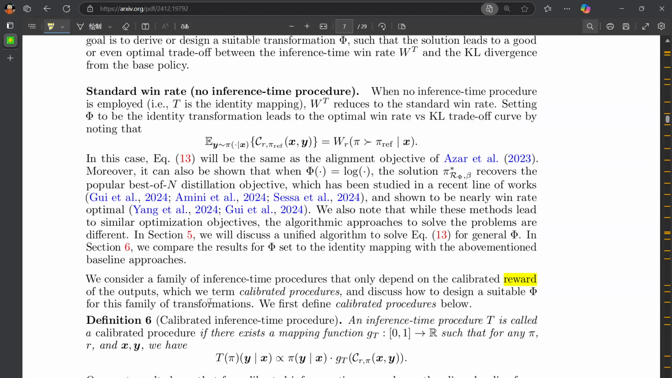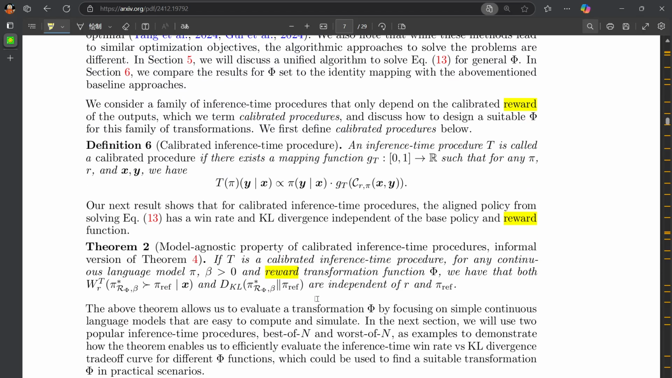Exactly. And what they found is that these exponential transformations, where you have a positive exponent for best of n and a negative exponent for worst of n, those worked incredibly well. It all comes back to that idea of boosting the high rewards when you want the best outputs and emphasizing the low rewards when you're looking for the worst.